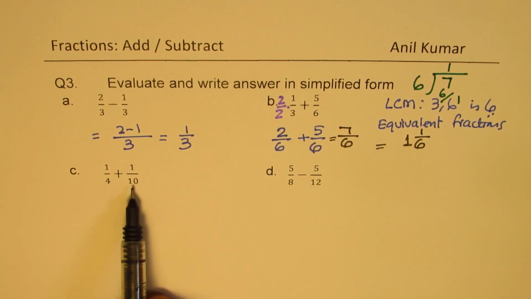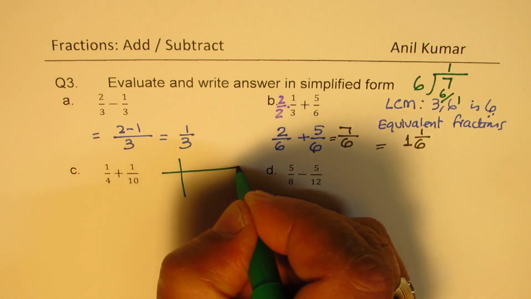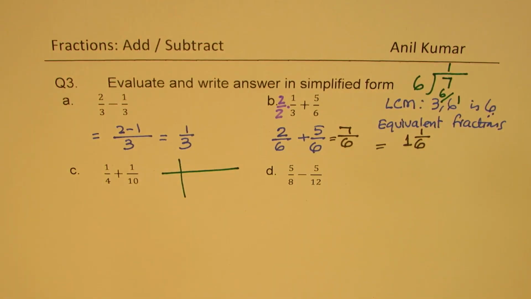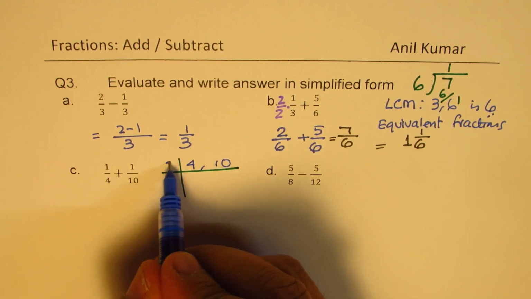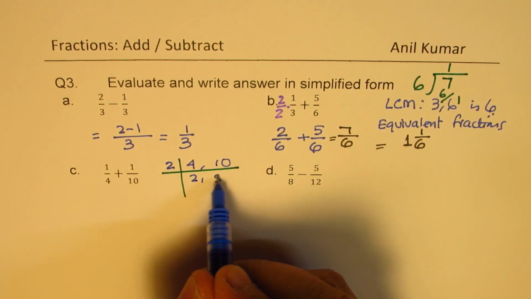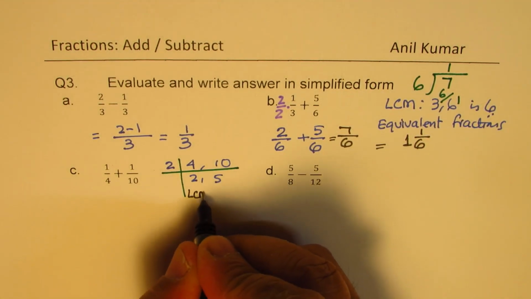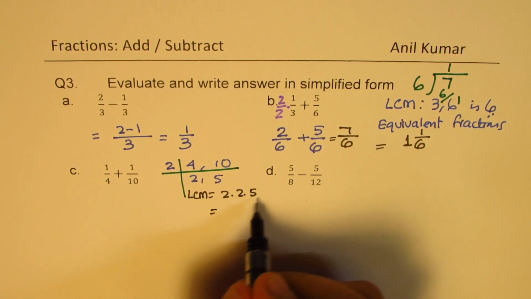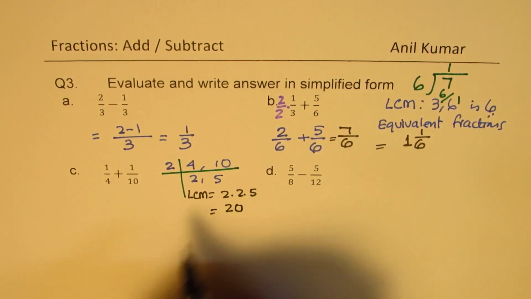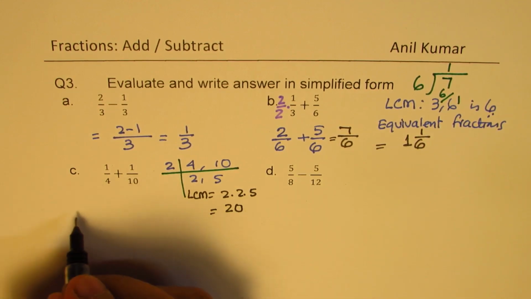When we are given 4 and 10, these two are different denominators. The first step will be to find the lowest common denominator or lowest common multiple. So the numbers are 4 and 10. We could divide both by 2, so we get 2 and 5. And now we know that the LCM is 2 times 2 times 5, which is equal to 4 times 5, that is 20. So we have to make each denominator 20. How can we do that?